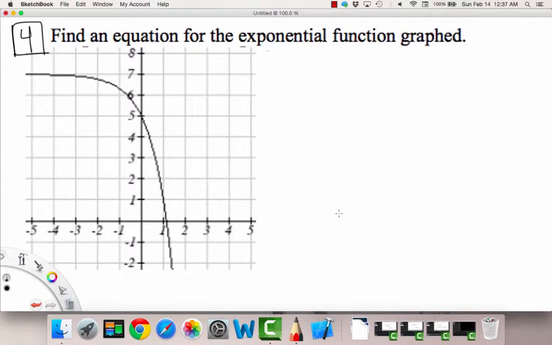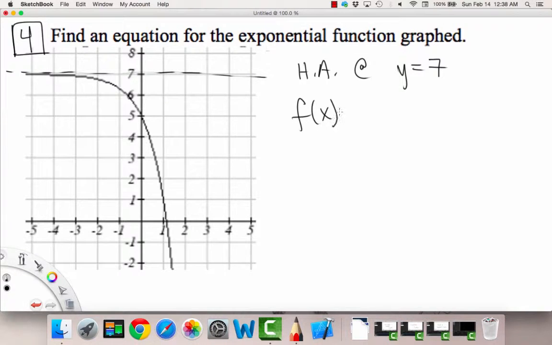Alrighty, now for the last question, number 4, we have to find an equation for the exponential function graph. The first thing that we notice is that we have a horizontal asymptote at y equals 7. So what that implies is that we shifted up 7, right? So we have a vertical shift of 7.